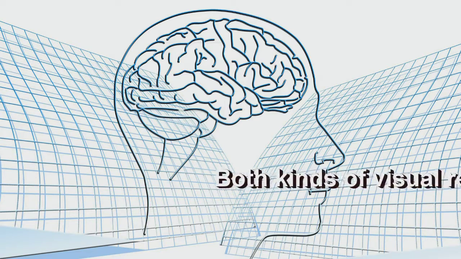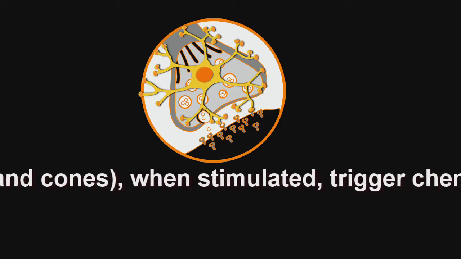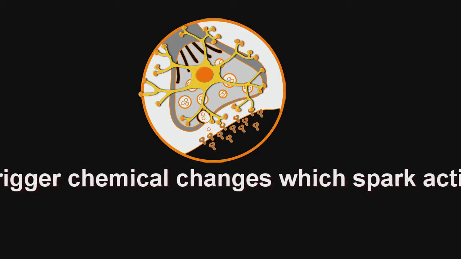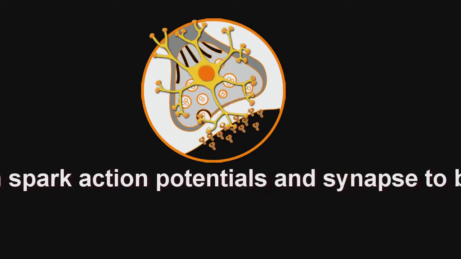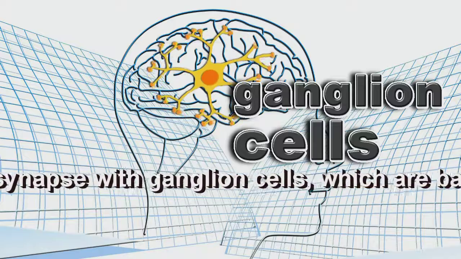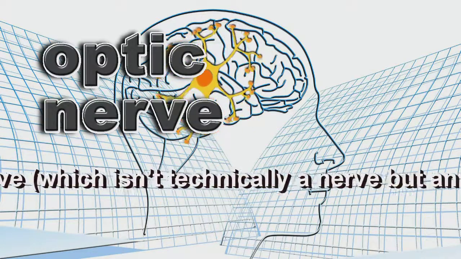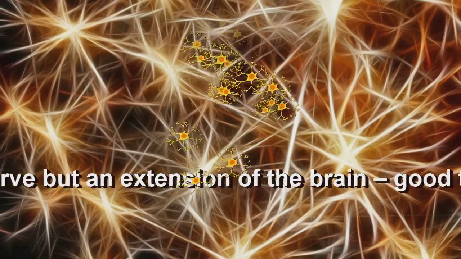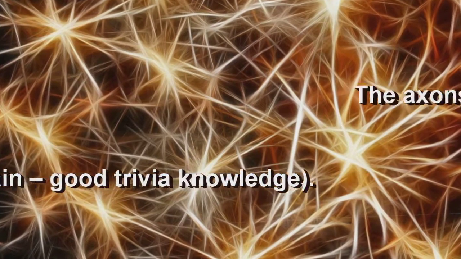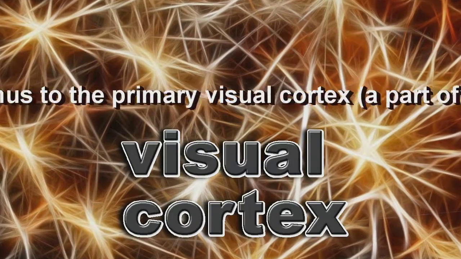Both kinds of visual receptor cells, rods and cones, when stimulated, trigger chemical changes which spark action potentials and synapse to bipolar cells, which synapse with ganglion cells, which are basically the optic nerve, which isn't technically a nerve, but an extension of the brain, which is good trivia knowledge. The axons of ganglion cells go through the thalamus to the primary visual cortex, a part of the cerebral cortex located in the occipital lobe on the back of the head.